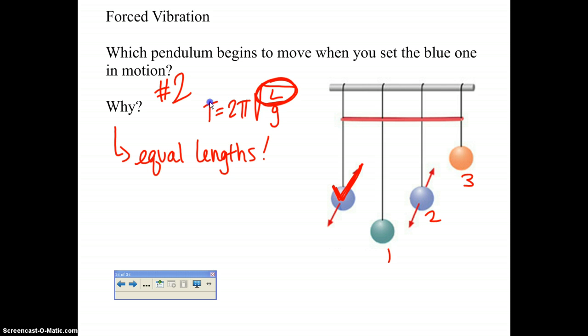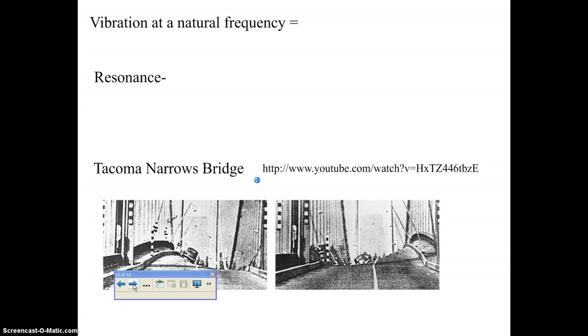Okay, vibration at a natural frequency. What we're looking at here is the idea of resonance. It's a pretty powerful word when we're talking about sound. And resonance is defined as applied frequency, so you're going to apply a frequency to a system, that matches the natural frequency of vibration for a system. Every system has a natural vibration to it.